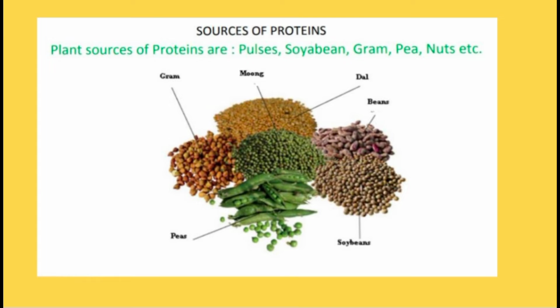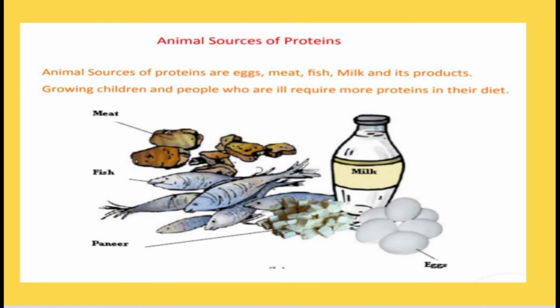Plant sources of proteins are pulses, soyabean, gram, pea, nuts, etc. Animal sources of proteins are eggs, fish, meat, milk, etc. Growing child and people who are ill require more protein.